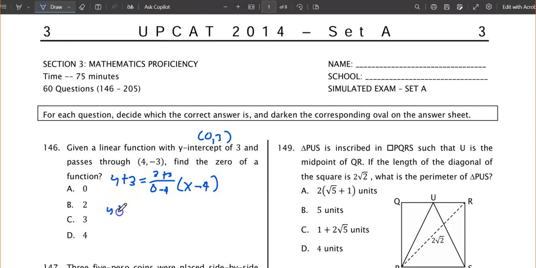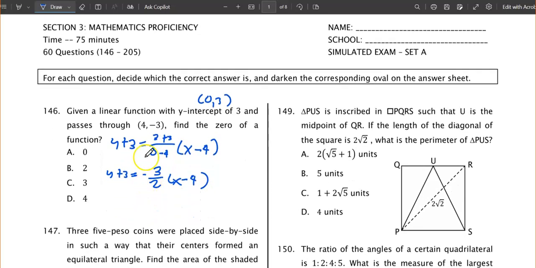Then again, this will become y plus 3 equals negative 3 halves times x minus 4. Multiply everything by 2, so that we eliminate the fraction. So I'm going to have 2y minus 6 equals 3x minus 12. Then again, we just combine everything to the other side of the equation. We have 3x plus 2y minus 6 equals 0.